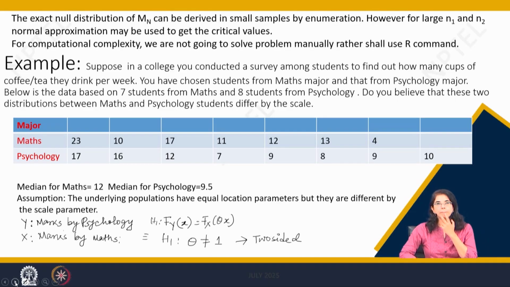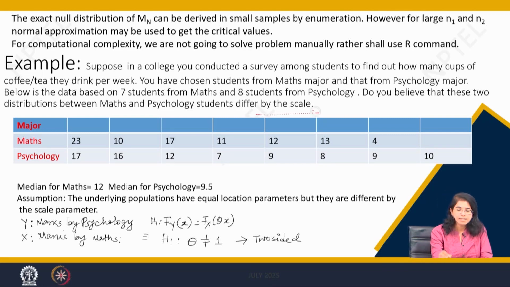Now let's have a quick example, and later on we will switch to the R console, the R window. First, let us go through this example. Suppose in a college you conducted a survey among students to find out how many cups of coffee or tea they drink per week. You have chosen students from maths major and from psychology major. Below is the data based on 7 students from maths and 8 students from psychology. Do you believe that these two distributions between maths and psychology students differ by the scale? That is the key point, differ by the scale. Clear?